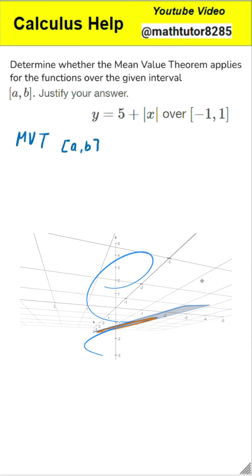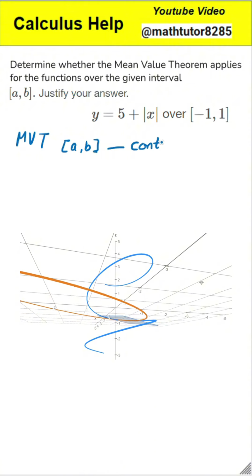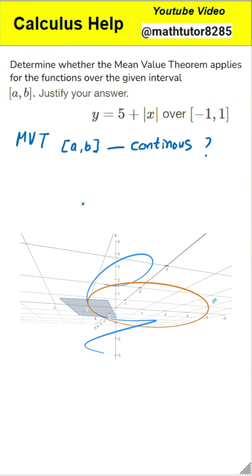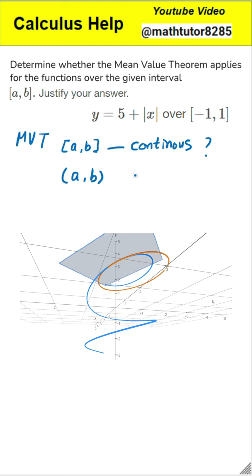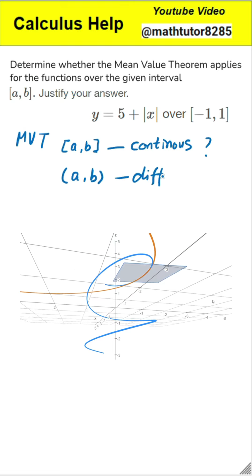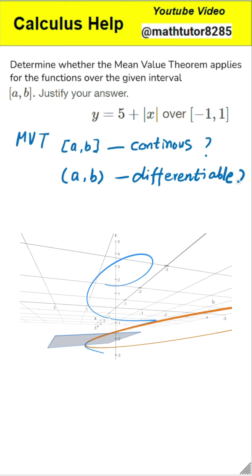For a function to satisfy the mean value theorem on a closed interval from a to b, it must meet two conditions. First, the function must be continuous on the closed interval, including the endpoints. Second, it must be differentiable on the open interval, which excludes the endpoints.